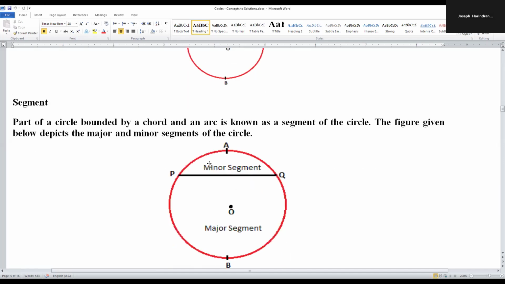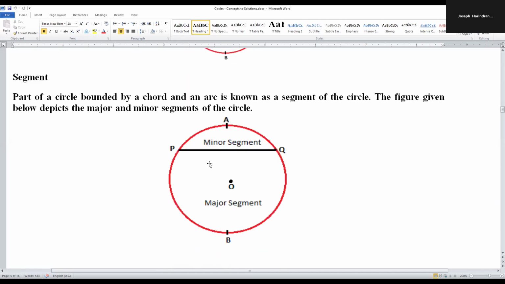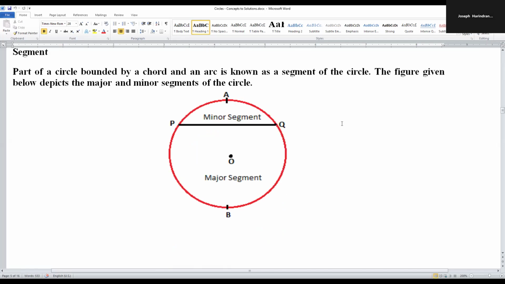Segment. The part of a circle bounded by a chord and an arc is known as a segment of the circle. You can see the segment here. The chord PQ divides the circle into two segments. Here we have a minor segment, the smaller segment. The segment is this part PAQ, which is bounded by the chord PQ and the arc PAQ. This is the minor segment, which is the smaller part of the circle.